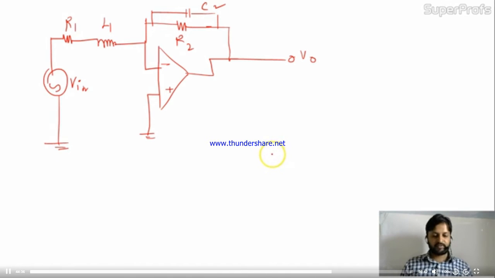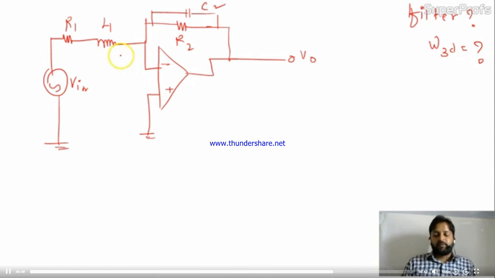Okay friend, this is the circuit. Now the question is the same: which type of filter is it? Find out the filter and omega 3 dB. So can we find out the filter?